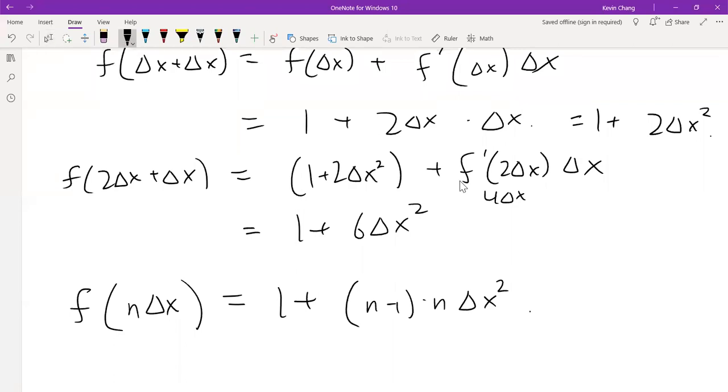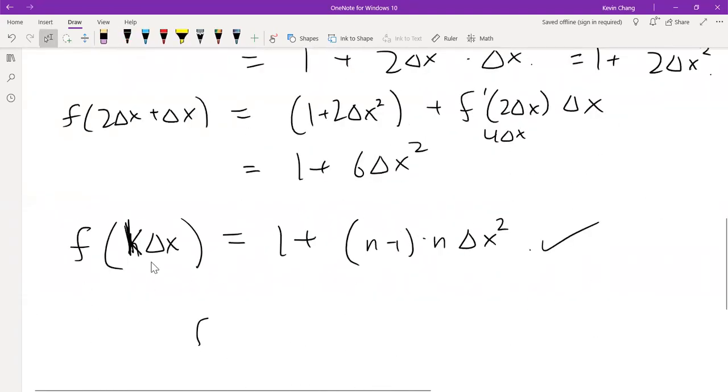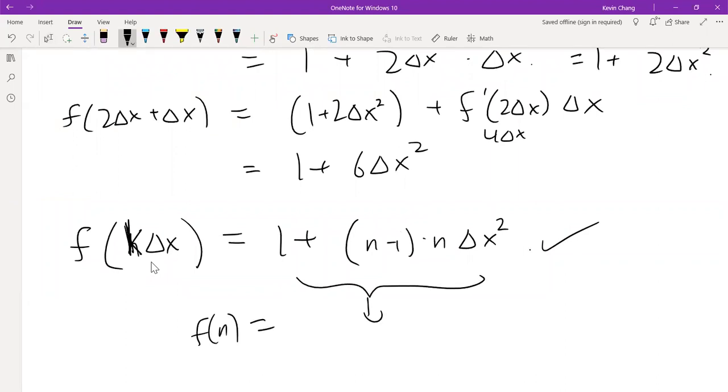And so this is how we can approximate, remember this is an approximate value of f of k delta x. And remember, k delta x, from our definition of delta x, is going to be equal to n. So f of n is going to be equal to this expression right here. And this should be k, not n.